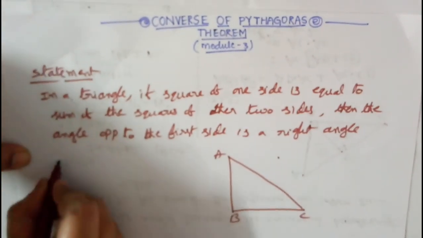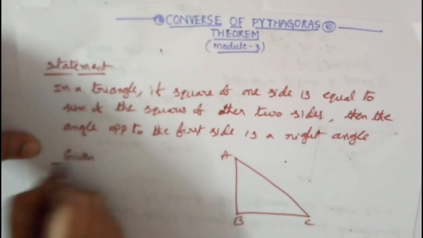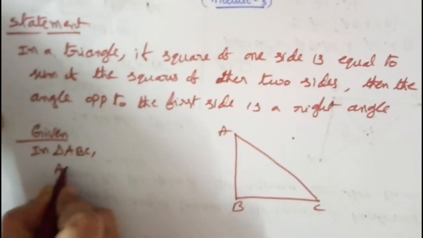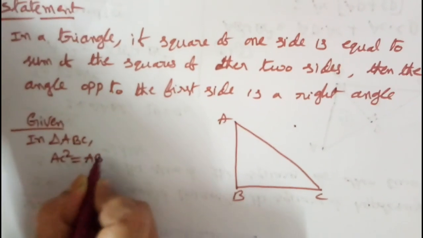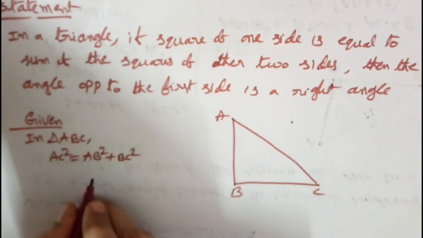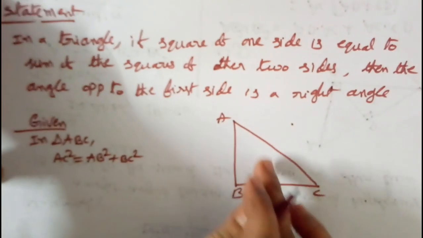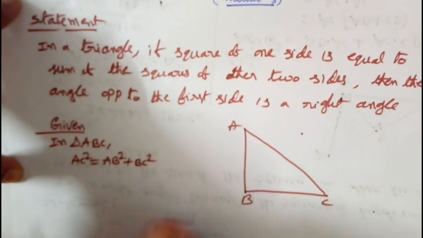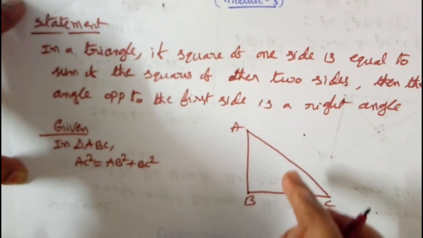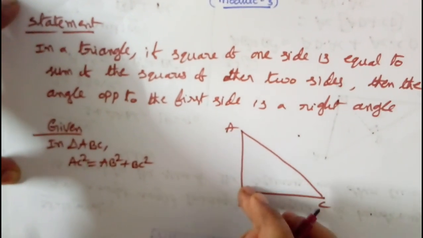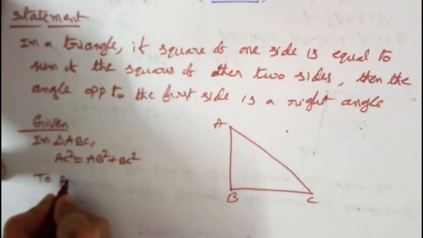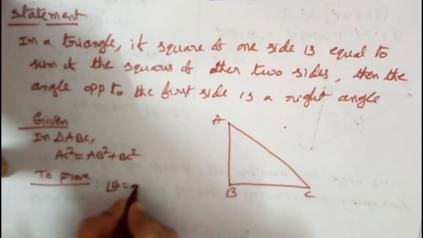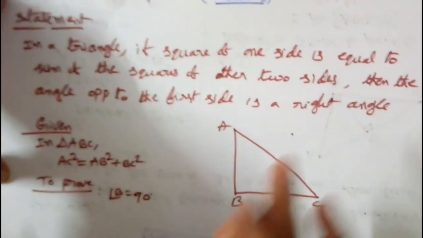So what is given? In triangle ABC, AC square is equal to AB square plus BC square. Square of one side equal to the sum of the squares of the other two sides. Then what you have to prove? The angle opposite to the first side. The opposite angle of the first side is angle B. To prove, angle B is equal to 90 degrees. Right angle means that is 90 degrees.